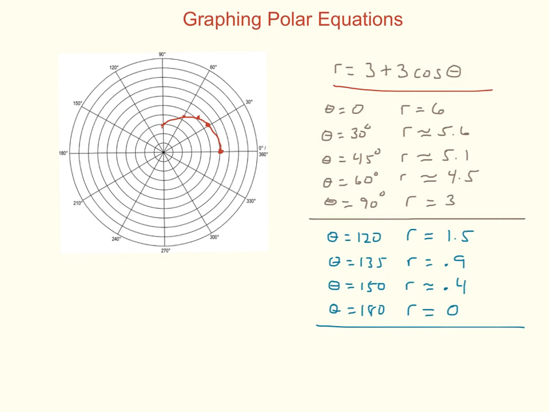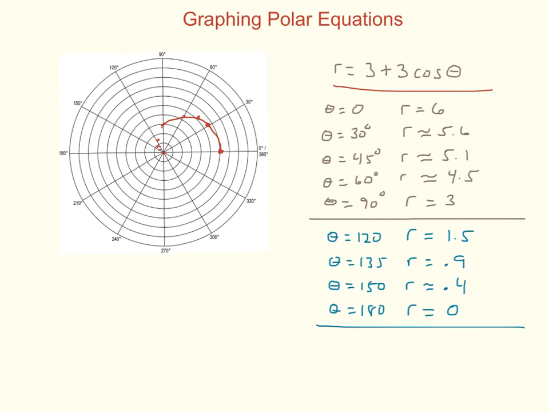Now I'm going to pause the video again, and we're going to plot these next 4. So at 120, we're going to be at 1.5. At 135, we'll be at 0.9. At 150, about 0.4. And finally, at 180, we'll be back at 0. So in a few, I'm going to again pause the video, and then when I come back, you're going to see the dots for that next portion of the graph.